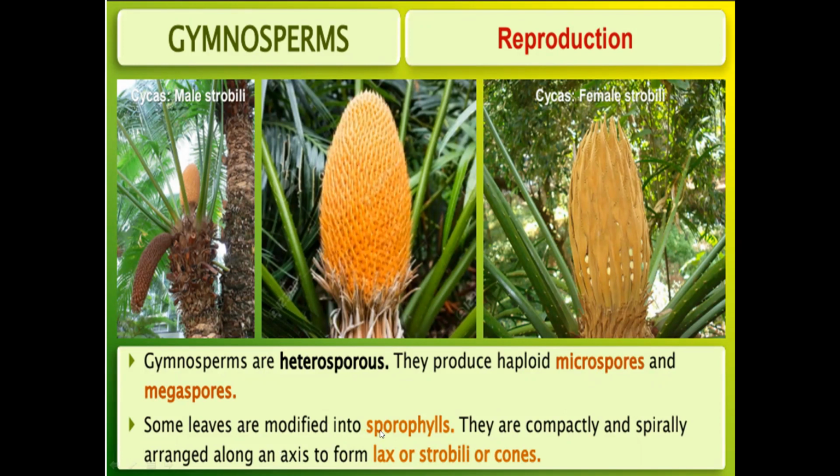Some leaves are modified into sporophylls. Sporophyll, you remember in pteridophyte, the leaf which has sporangium is called sporophyll. So here some leaves are modified into sporophylls. These are all leaves which are compactly arranged. They are joined to each other to form strobili, or they are called cones.